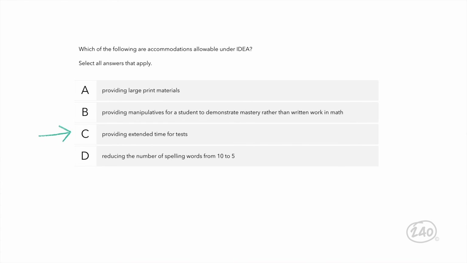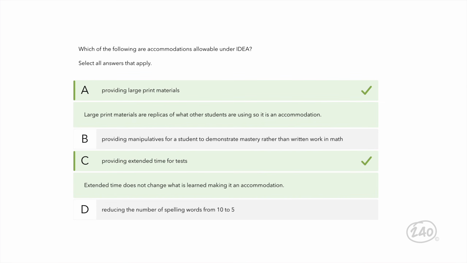Providing extended time for tests is allowed, but reducing the number of spelling words is a modification, not an accommodation. Students are required to show mastery of written equations in math per state standards. Since this choice is changing what they are expected to learn, it is another modification, not an accommodation. But large print materials are replicas of what other students are using, so it is an accommodation. So these two choices are accommodations under IDEA, but these two are not.